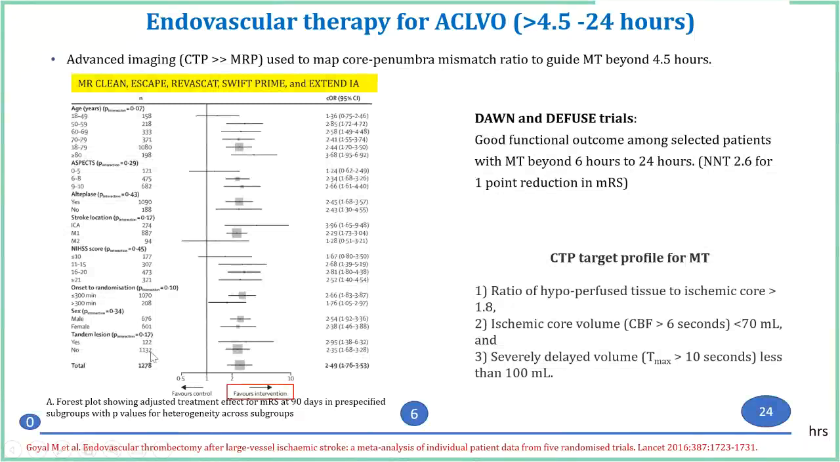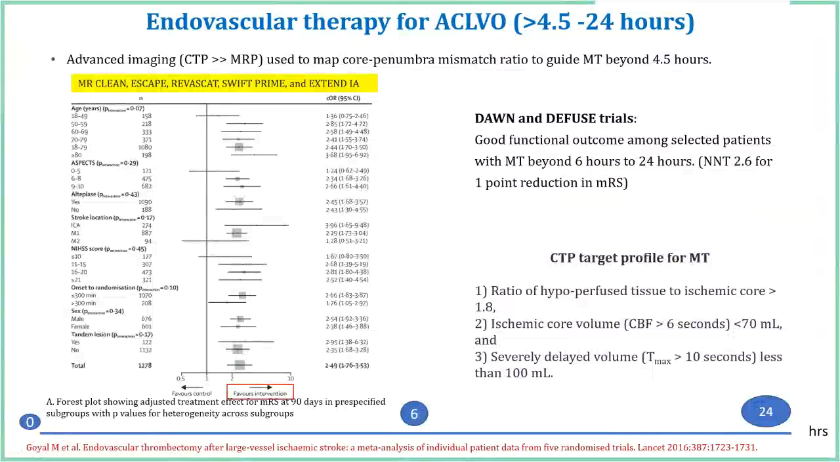As we can see in this forest plot, after the meta-analysis of the 5 major trials, MR CLEAN, ESCAPE, REVASCAT, SWIFT PRIME, and EXTEND-IA, the mRS at 90 days has significant benefit and favored the intervention, based upon the age, based upon who received the tPA or not, and based upon the NIH score as well. And it standardized the treatment of endovascular therapy until 6 hours.